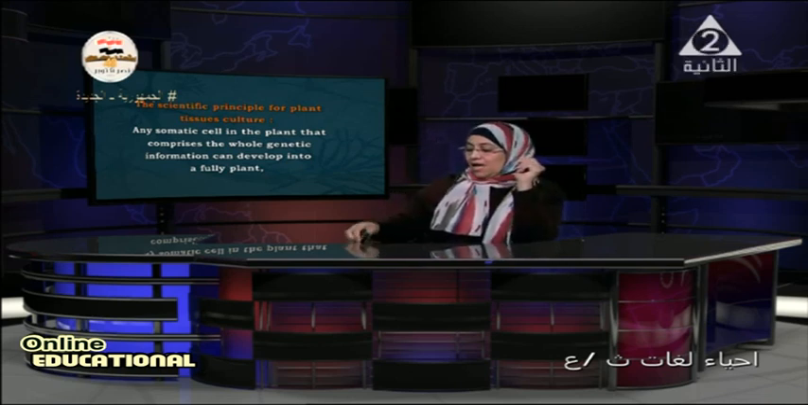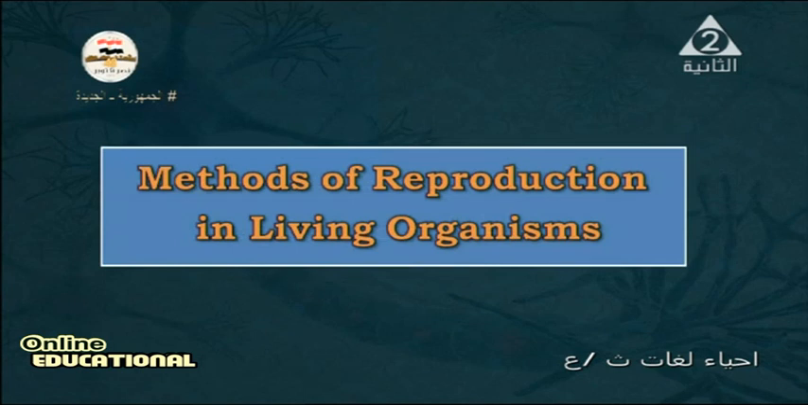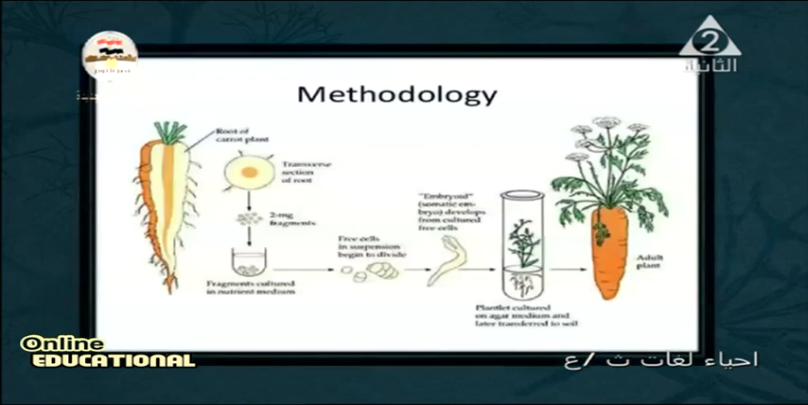What are the other types of reproduction? We said this sentence before. The second topic is methods of reproduction in living organisms. What are the methods of reproduction? This is another picture to show tissue culture, like if you cut part of a carrot and put it in nutritive medium.